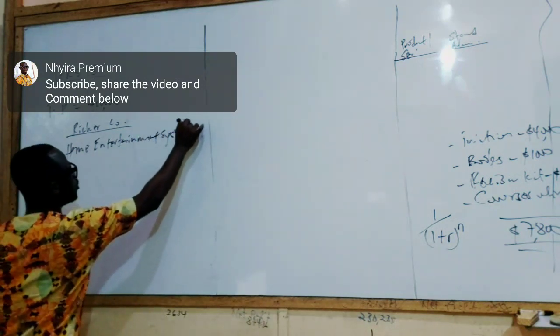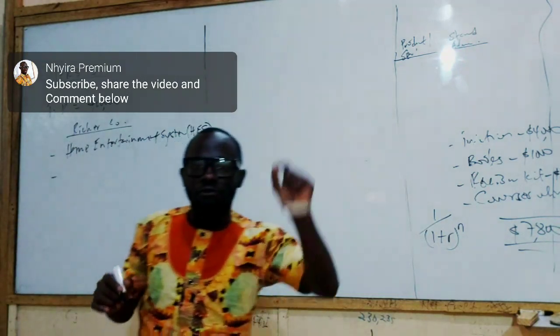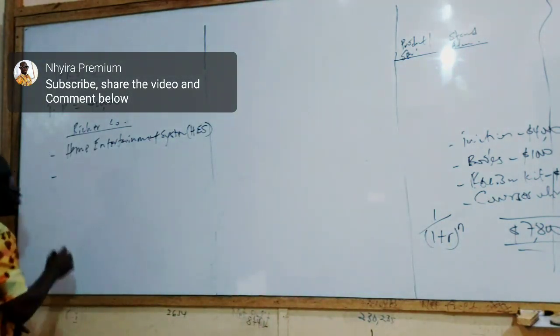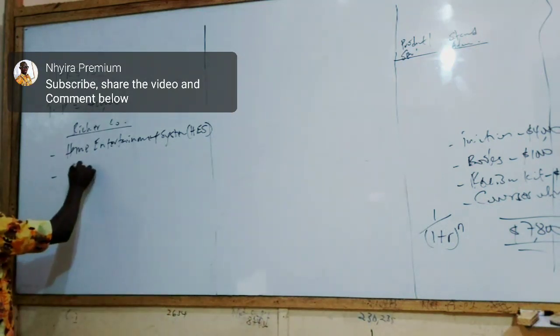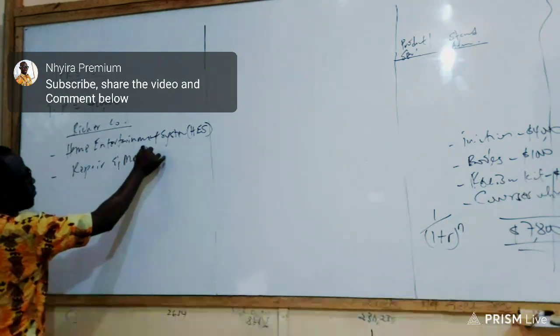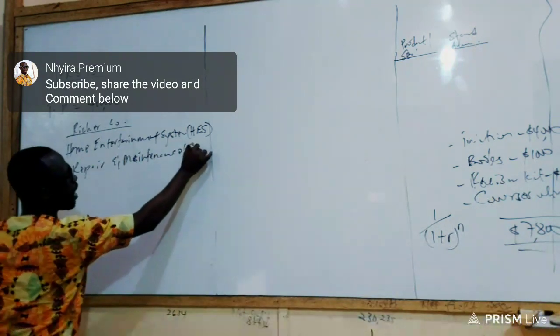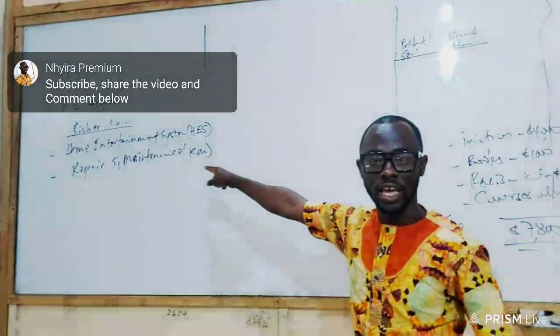I'm going to use HES for that. And then a 2-year repair and maintenance, and I'm going to use R&M for that. So that is what? The performance obligations.